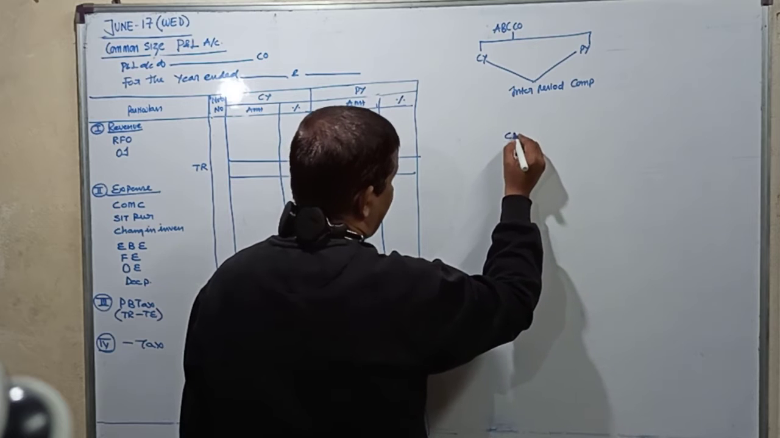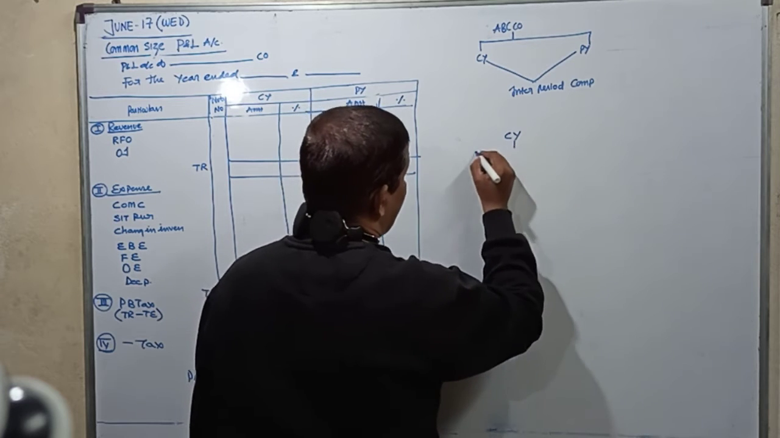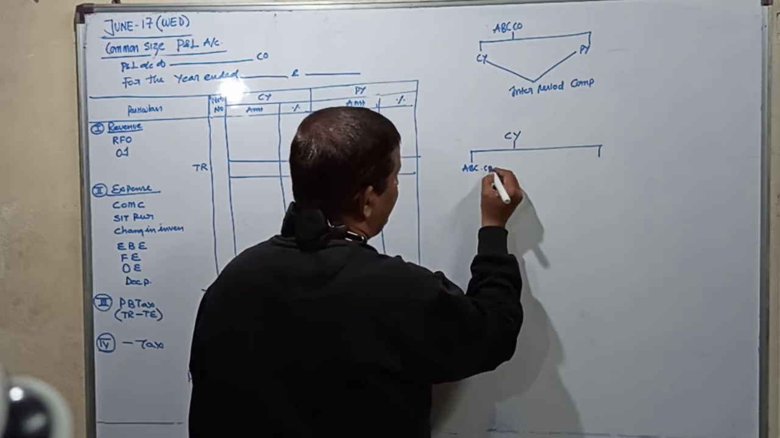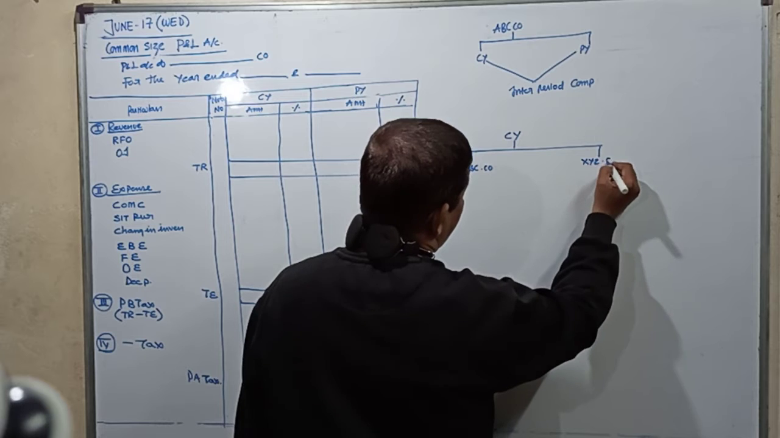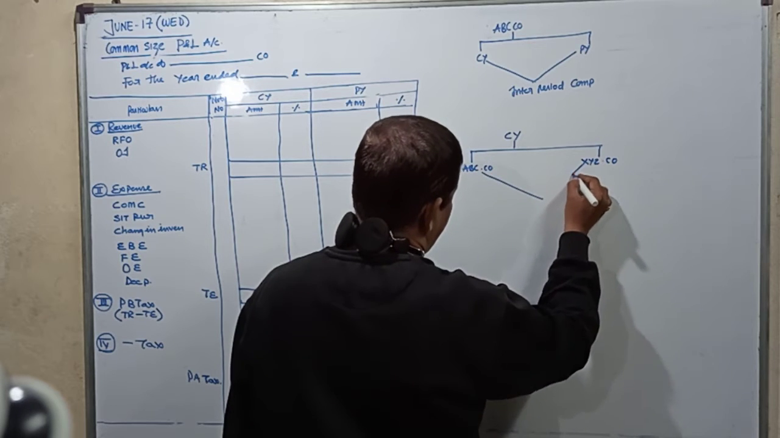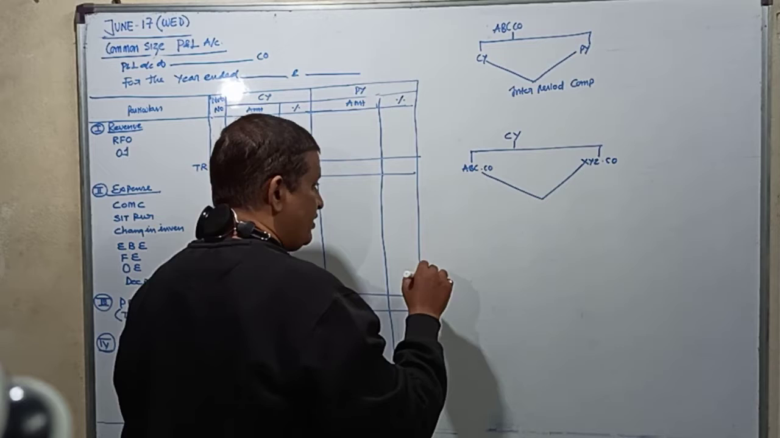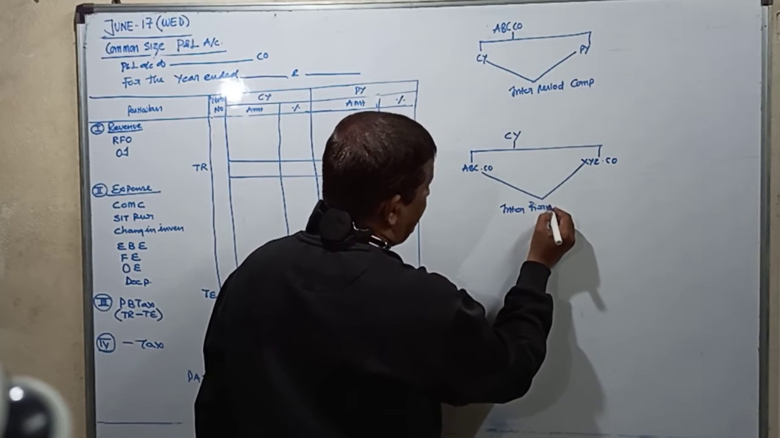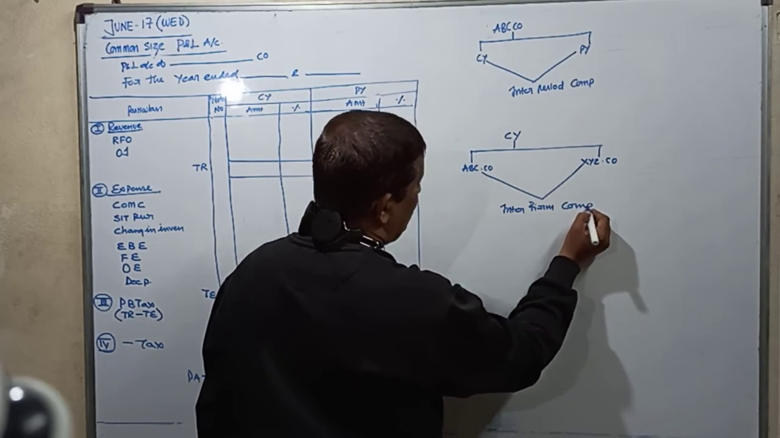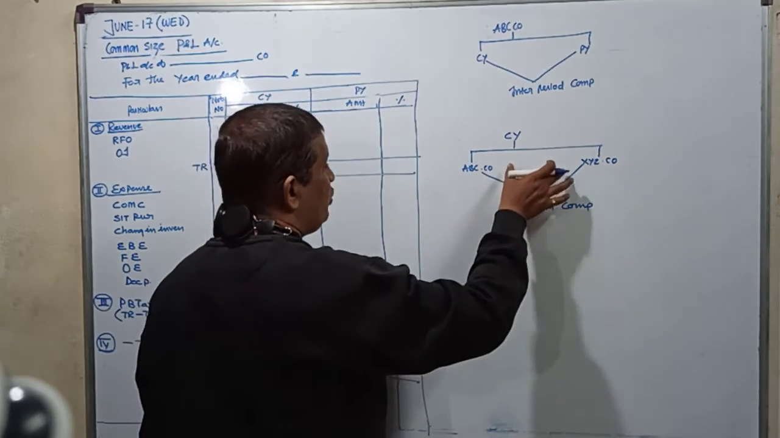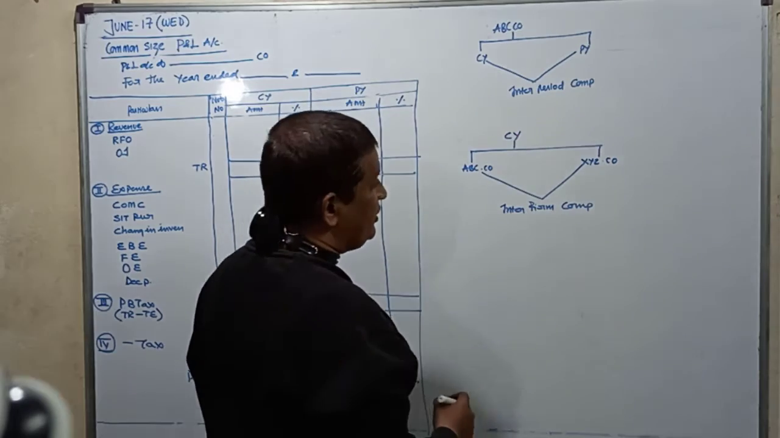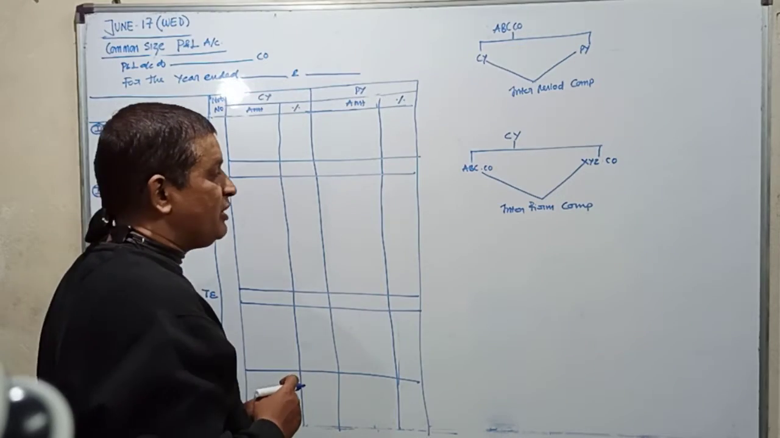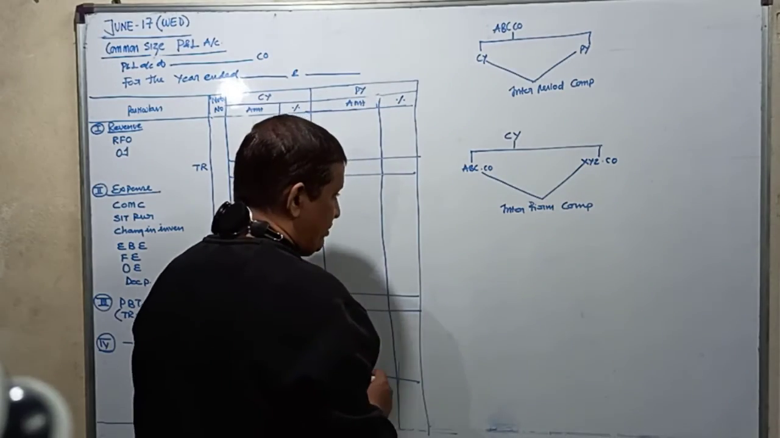Similarly, you can take the current year data only. You can take two different companies, ABC company and XYZ company, and you can compare the data. This is called inter-firm comparison. You are comparing the profit and loss account of two different companies for the current year. So both of these are now possible in a common size statement.